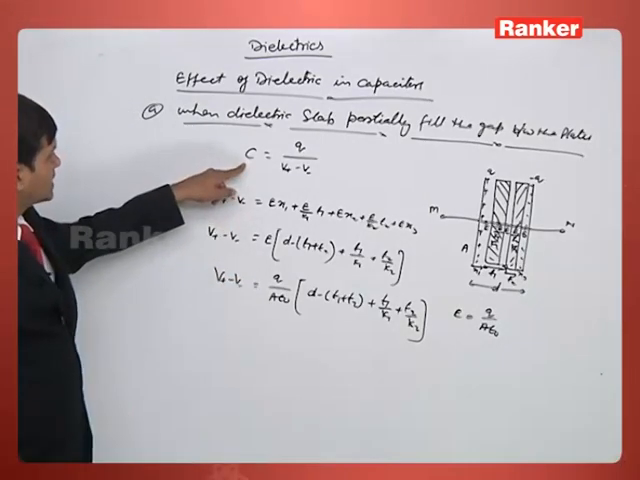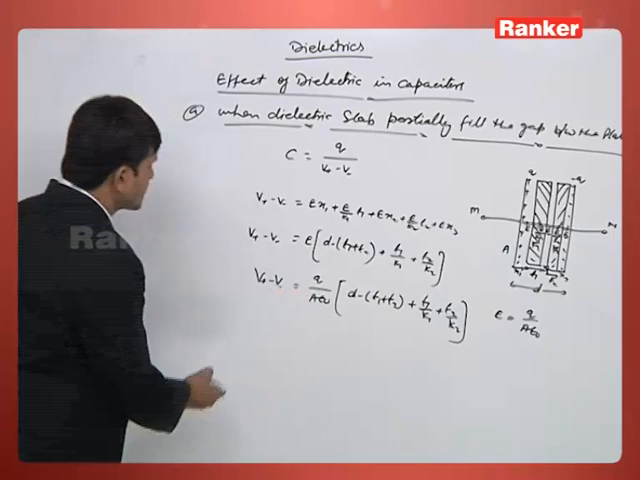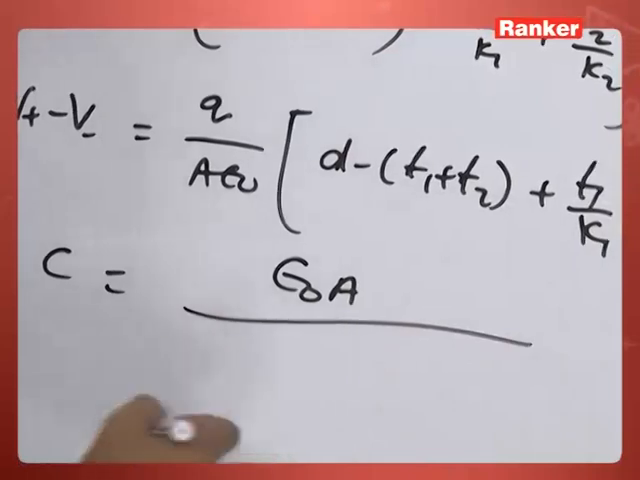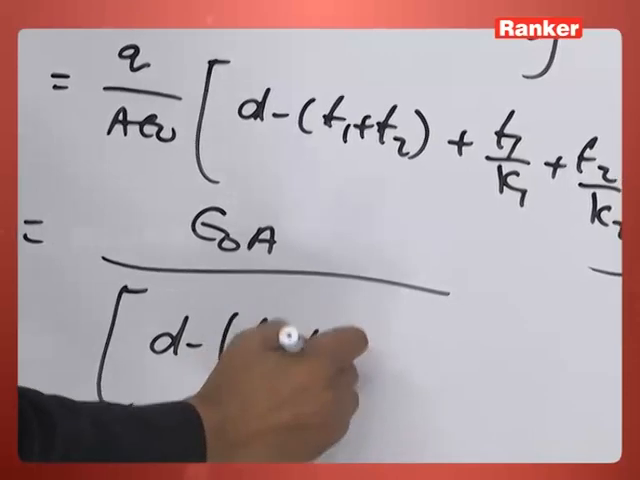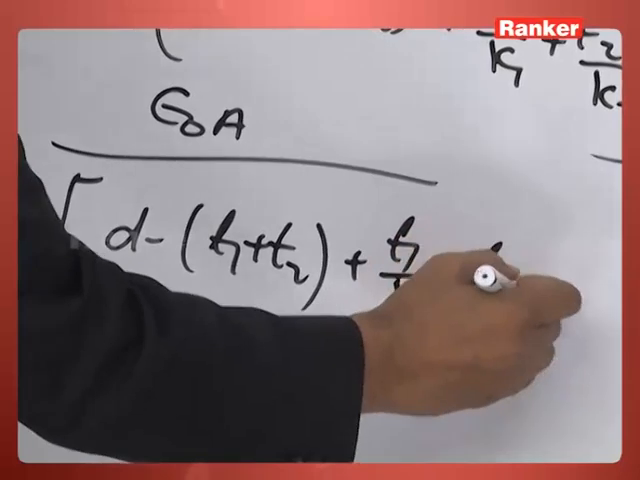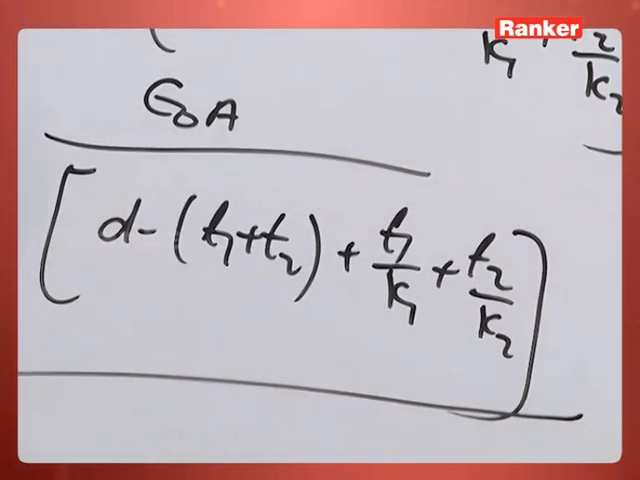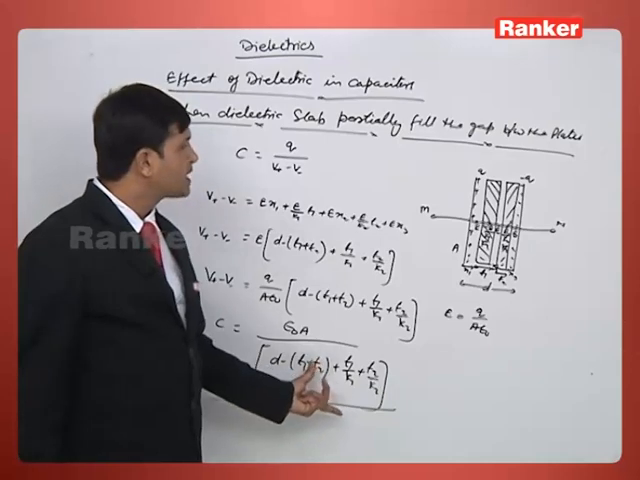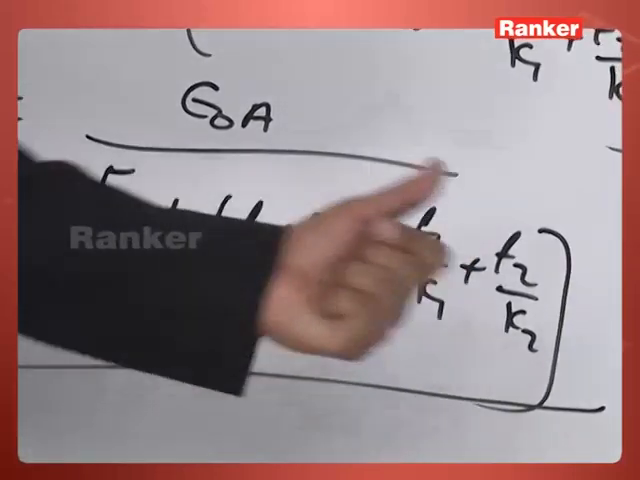Now see, capacitance C is equal to Q by this. Q by this is the capacitance. So the new capacitance is equal to epsilon naught A by d minus T1 minus T2 plus T1 by K1 plus T2 by K2. Likewise, when the space between the plates is not completely filled by a single dielectric, if multiple dielectrics are there, then we can use this relation.